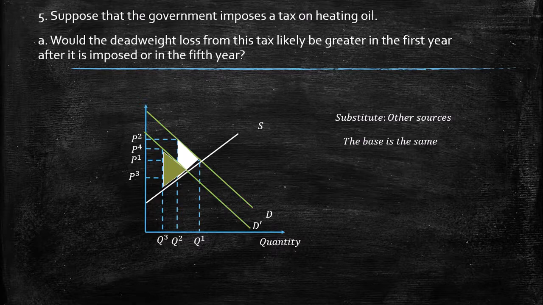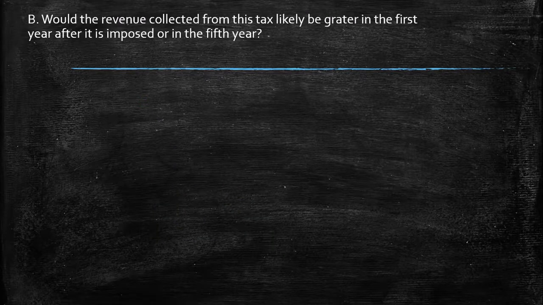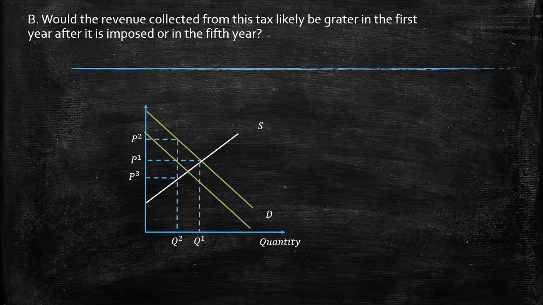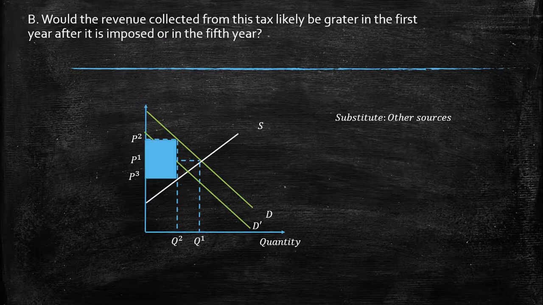Okay. So here, the B. Would the revenue collected from this tax likely be greater in the first year after it is imposed or in the fifth year? So I continue with my hypothesis that there's going to be a shift to the left to D prime. This blue rectangle was the case of the first year, and after the first 5 years, sorry. This height is exactly the same because this is the size of the tax, which doesn't change during the 5 years. But the base changes from Q2 to Q3, which is lower. So we must say that the revenue collected from this tax will be less.